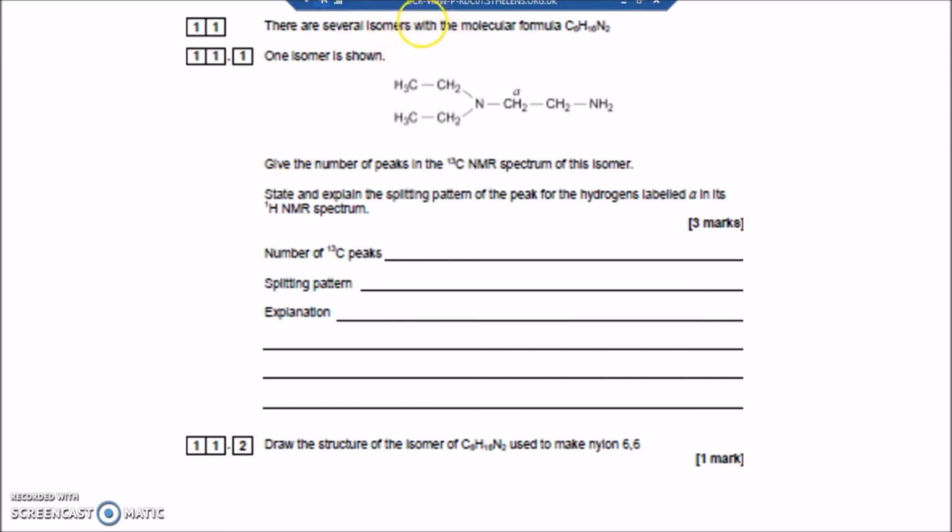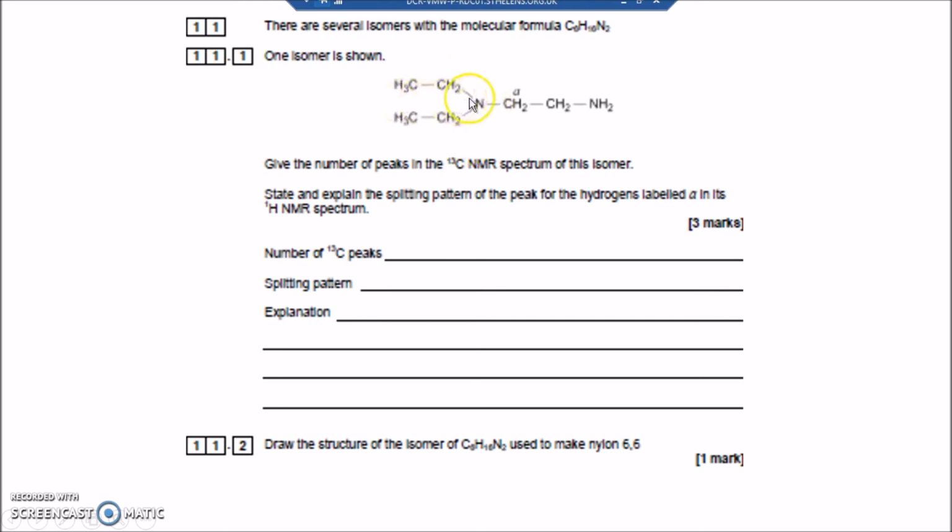There are several isomers with the formula C6H16N2. One isomer is shown here. The number of peaks in the 13C NMR spectrum of the isomer, you've got to work that out. So how many different carbon environments are there?